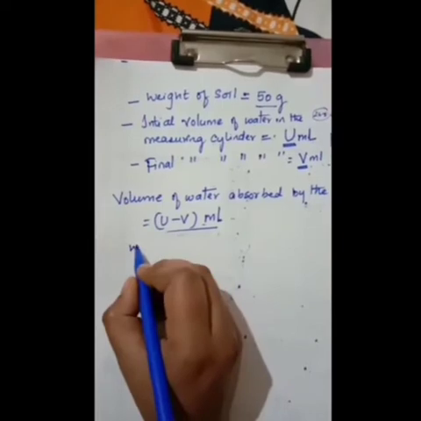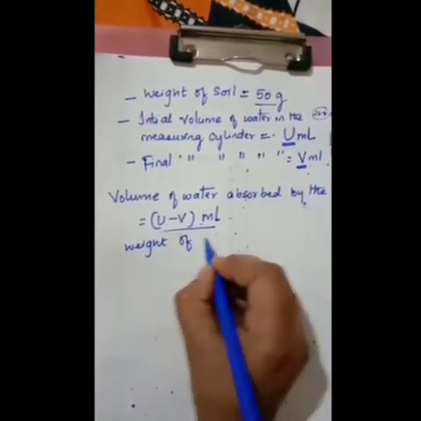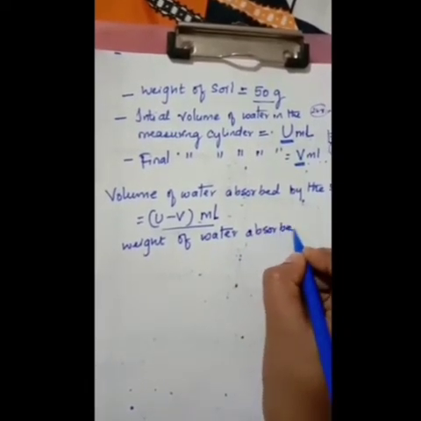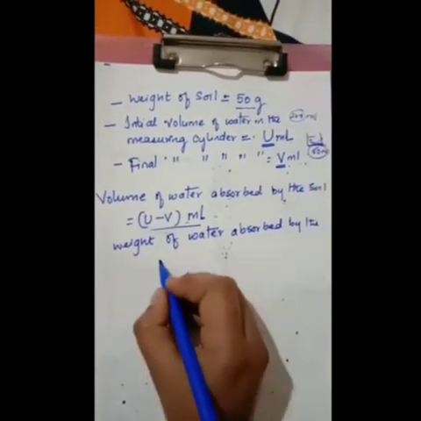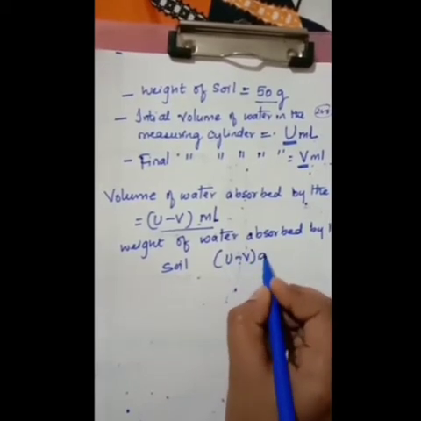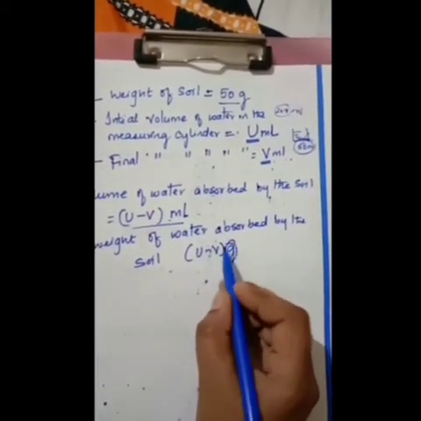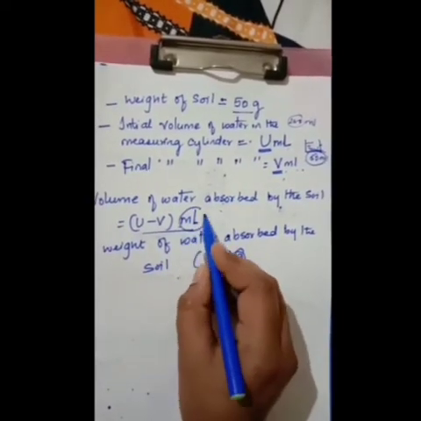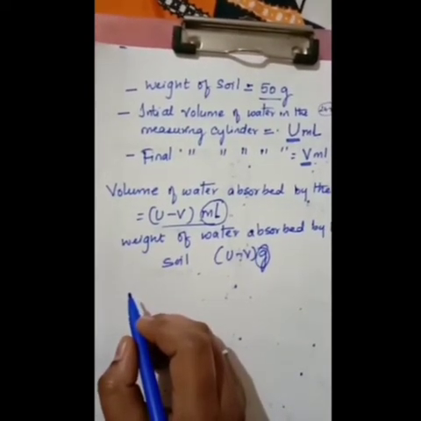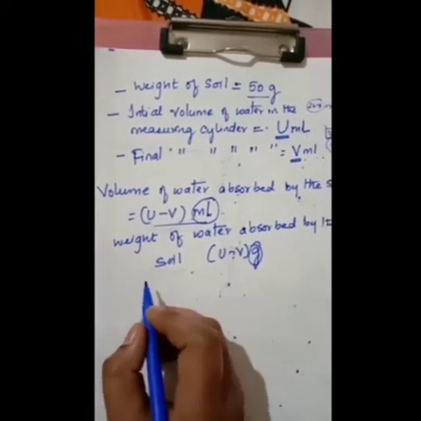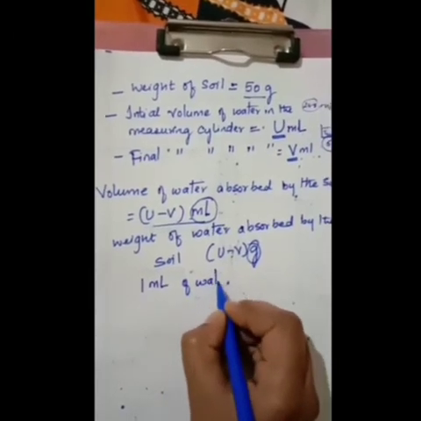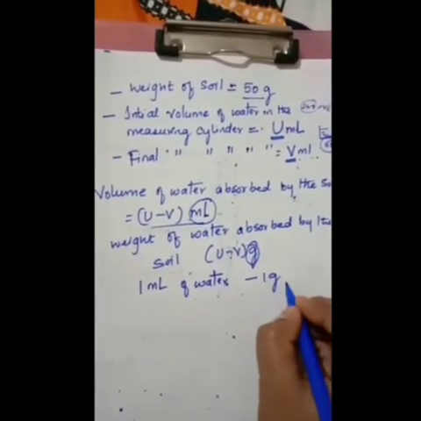So weight of the water next. Weight of water absorbed by the soil. That is U minus V grams. When weight is asked, we write the unit grams, okay, and when volume is asked, ml. Fine. So we know 1 ml of water has weight about 1 gram. They have only given 1 ml of water as the weight about 1 gram.